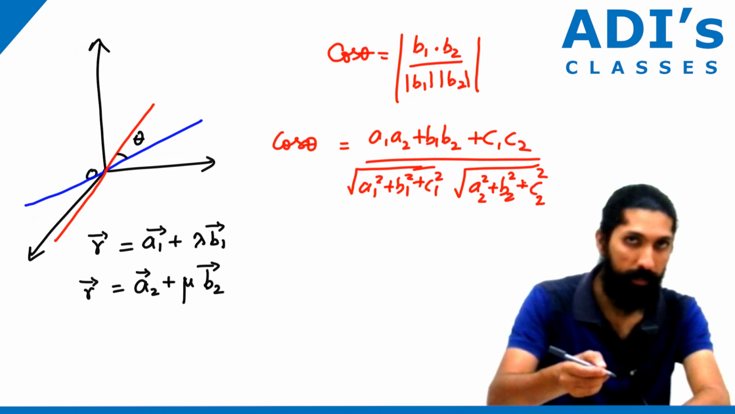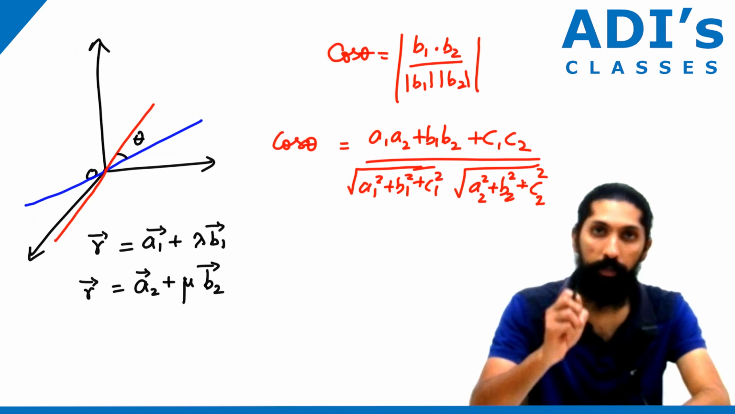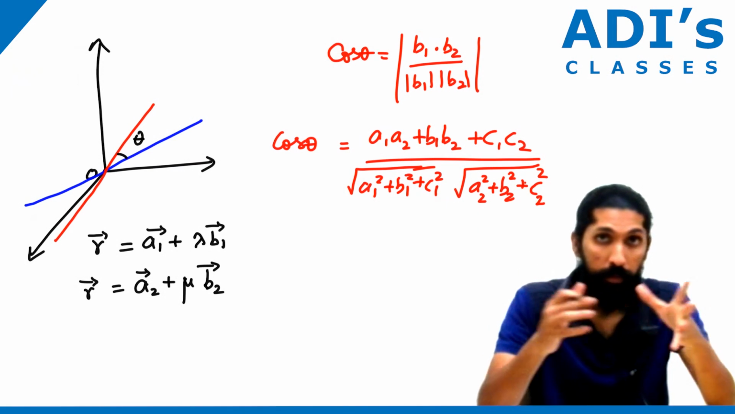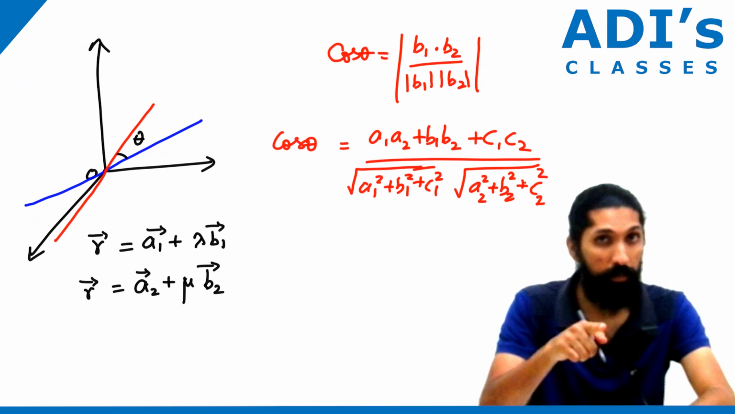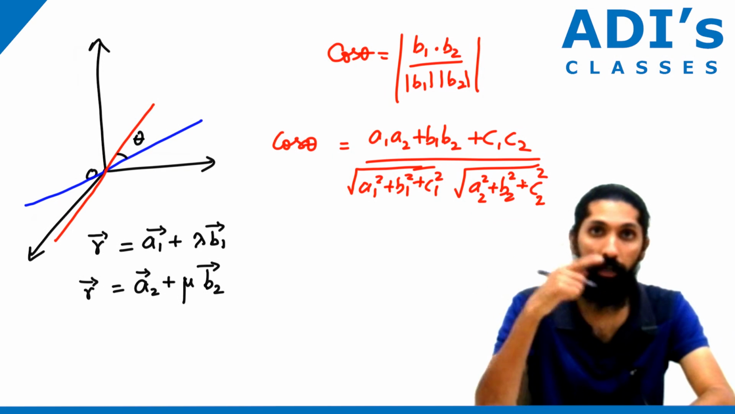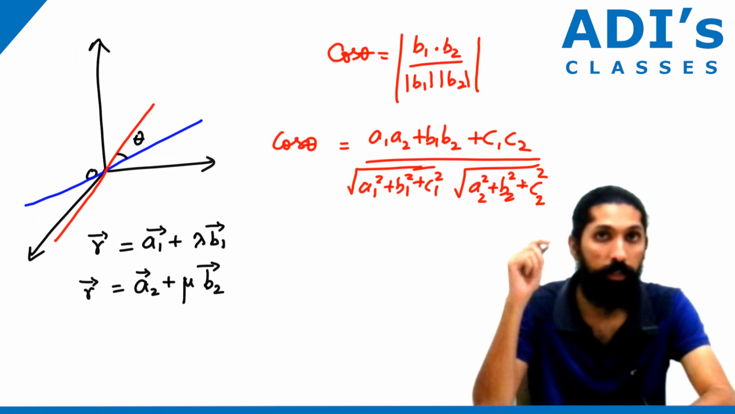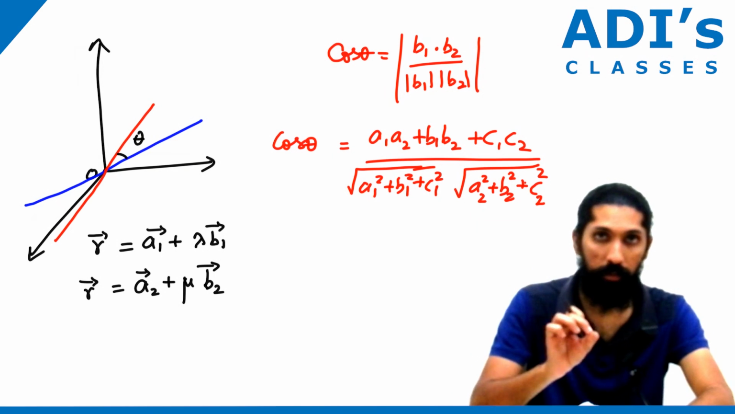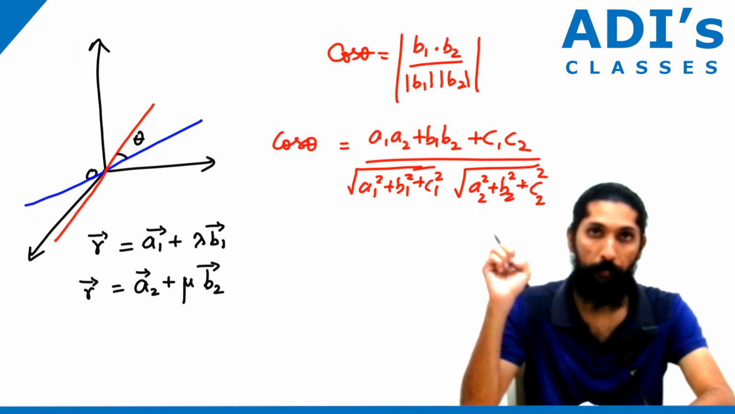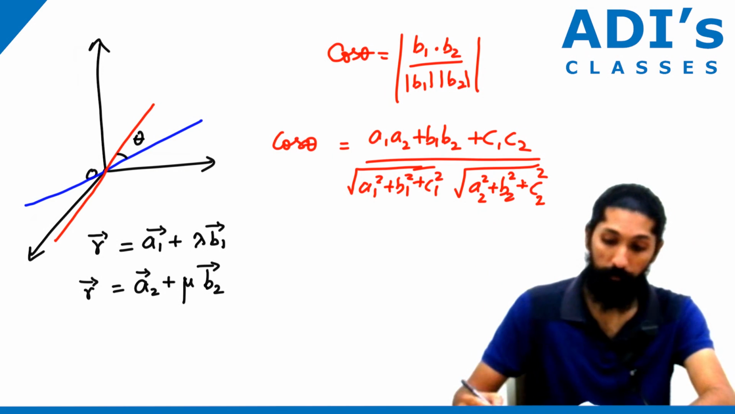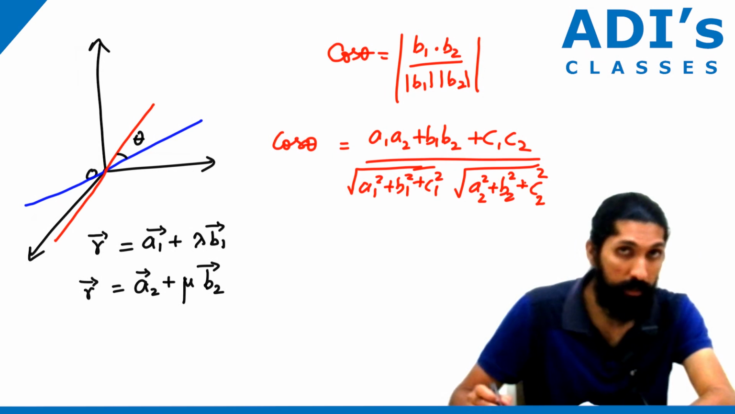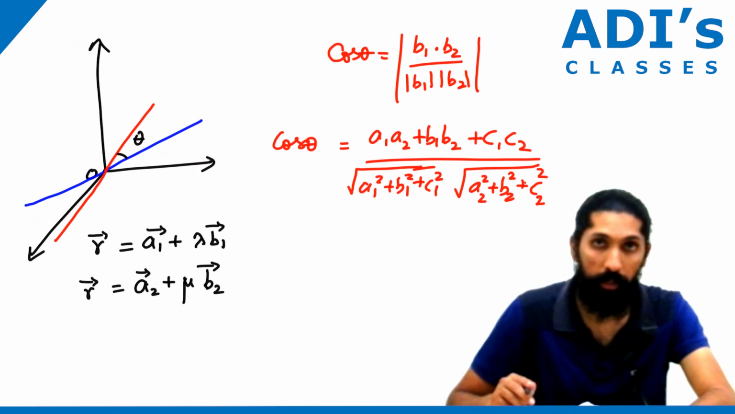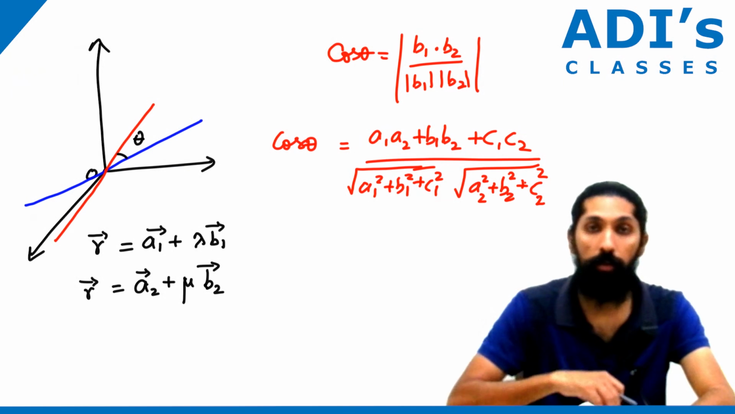Now, if you look at it carefully, you'll figure out that this is nothing but the dot product between the two lines. Isn't it? A dot B by mod A into mod B. Remember, that was the cos theta formula. And we are using the same formula in calculating the angle between the two lines. Fair enough? Now, what if we have it in terms of the Cartesian system? What if it's given in terms of x minus x1 by a, the Cartesian form? We'll look into that now.